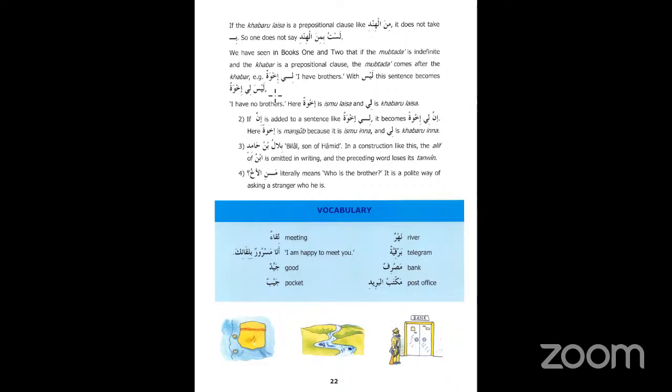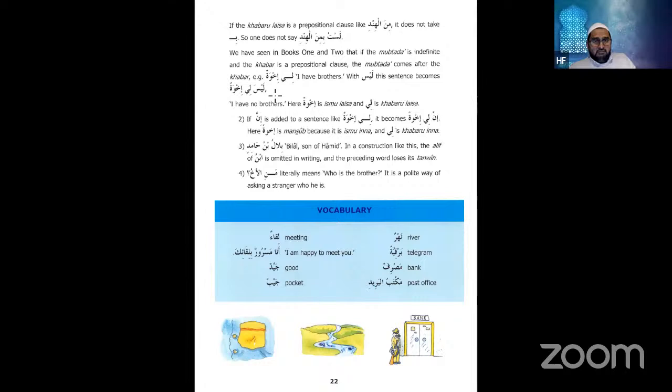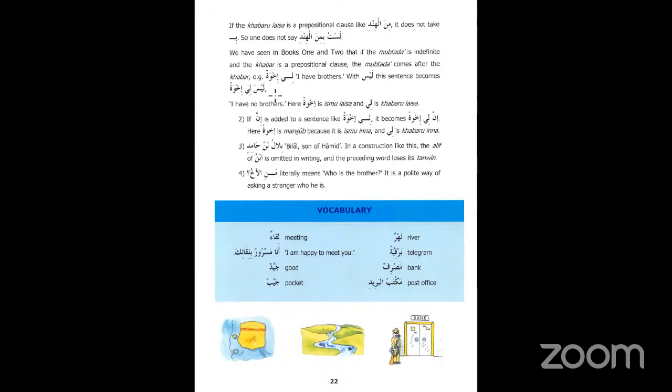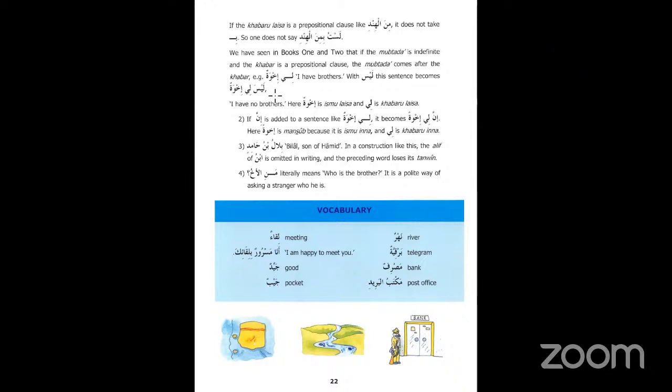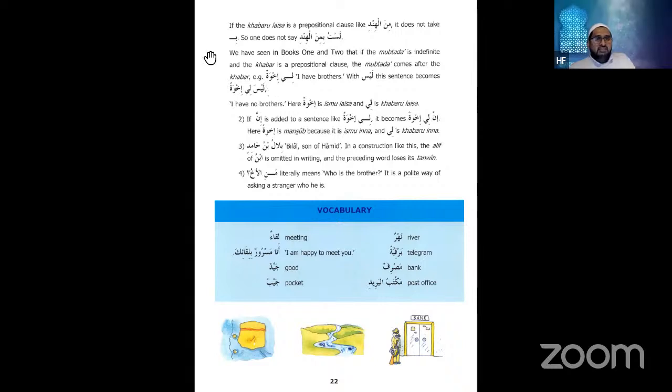Okay. Bilal ibn Hamidin. Bilal, son of Hamid. In a construction like this, the alif of ibn is omitted in writing and the preceding word loses its tanween. So it loses its tanween means that it will become only kasra. Yes. Okay. So manil akhu literally means who is the brother. It is a polite way of asking a stranger who he is. Correct. Jazakallah.